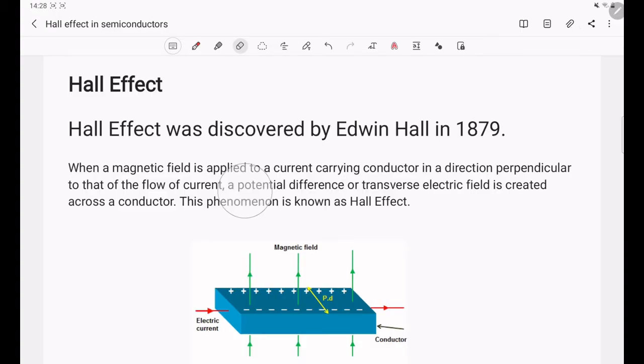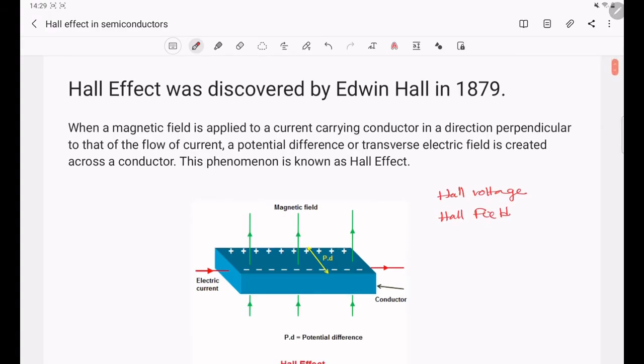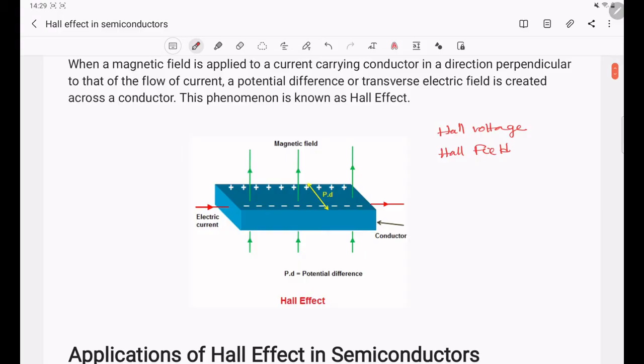And the potential difference that is created is known as Hall voltage, and the electric field due to this is known as Hall field. So, whatever I just said is clearly depicted in this diagram. The direction of current is towards x axis.